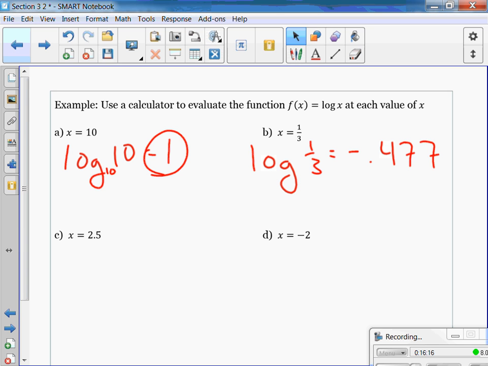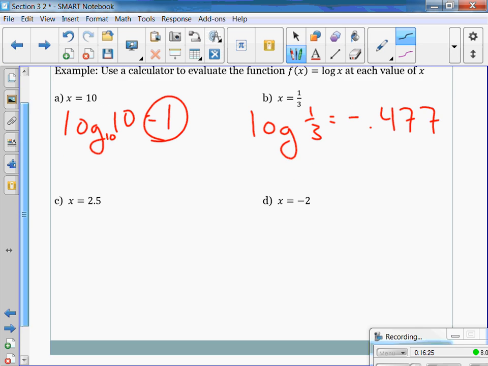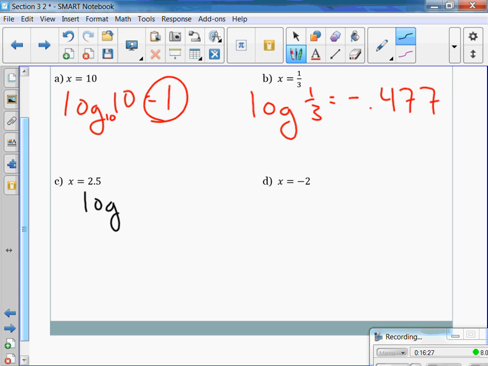Our common log of 2.5. What's that? Pretty much 0.398-ish or so.